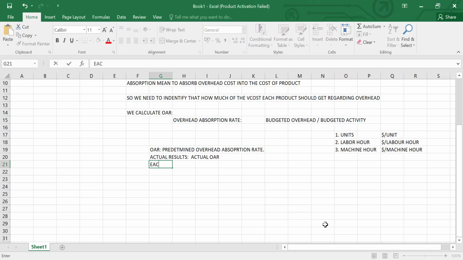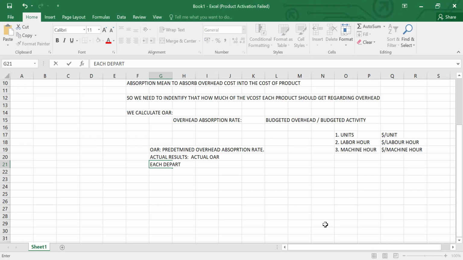Each department. So what do you mean by actual results and actual OAR? Actual results mean the actual data that you get at the end of the year. When you use that data to calculate the OAR, that will be your actual OAR.